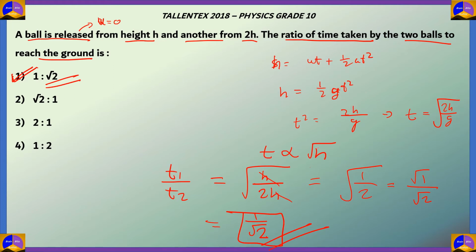So using the formula and finding out the relation between t and h, we get that the ratio of time taken by the two balls to reach the ground is 1 is to root 2. So that means option 1 is the correct option for this question, again asked in 2018.